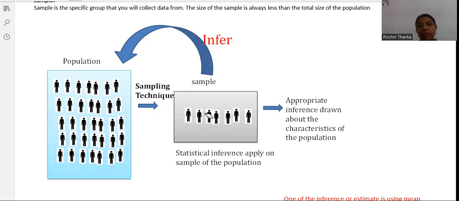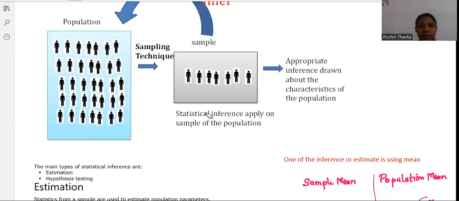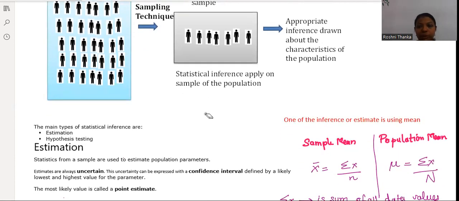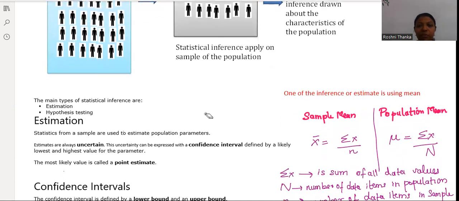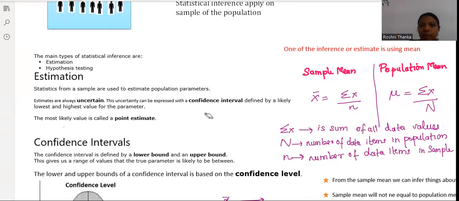The inference we draw from the sample will not be exactly equal to the inference we would get with the whole population, but at least it will be similar. To do this inference, first we are going to use the example of the mean. One of the inferences we can do is the mean. For that, first we are going to take a sample mean. Then using the sample mean, we are going to estimate the population mean.